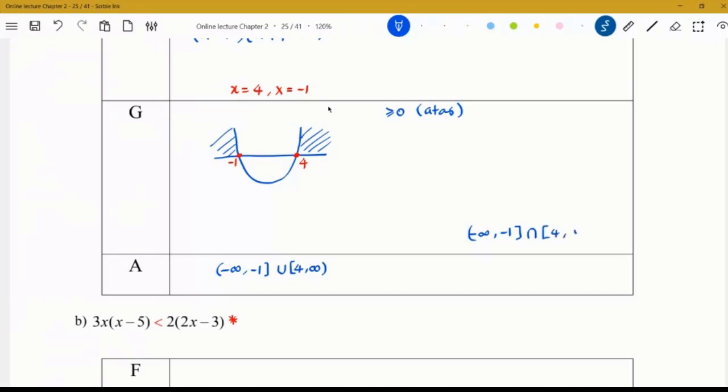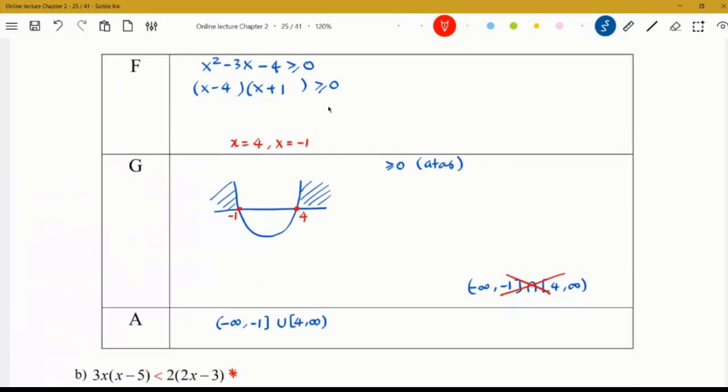Ini tak pernah wujud lagi. Okay, kalau nampak yang ini automatically dia adalah salah, sebab tengah-tengah ni mesti adalah union, which is we combine two region yang berjauhan. Okay, so that's for part A.